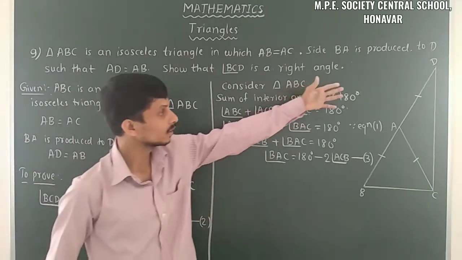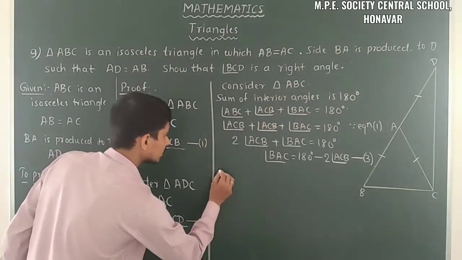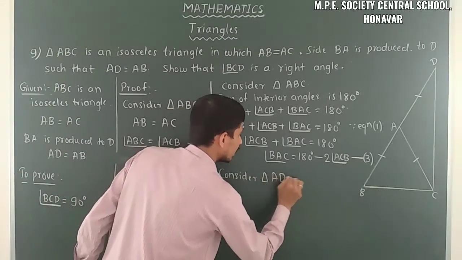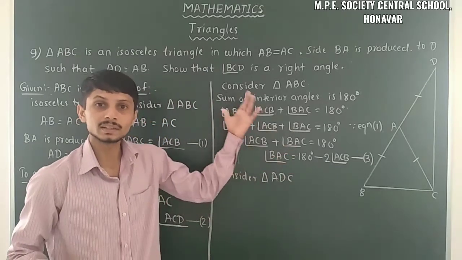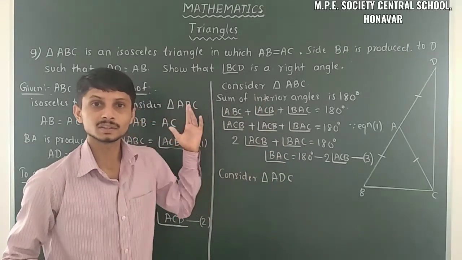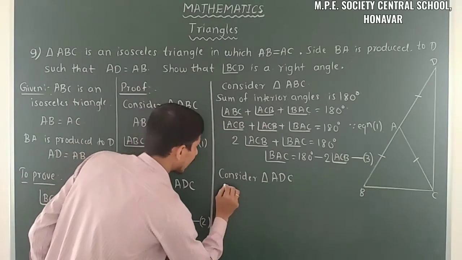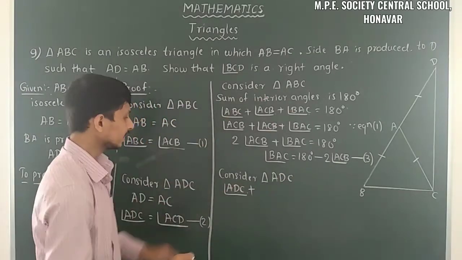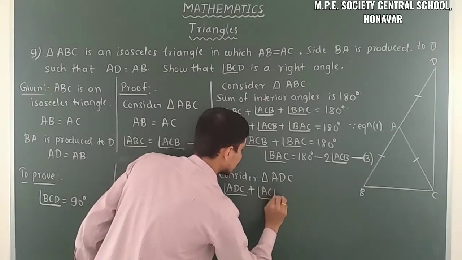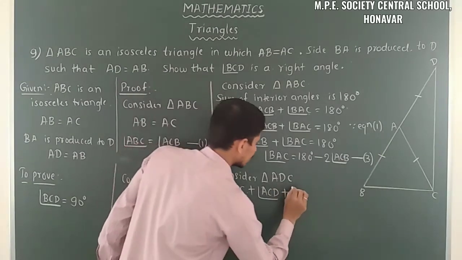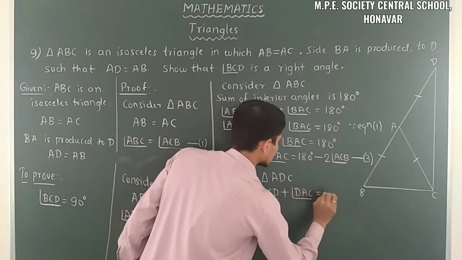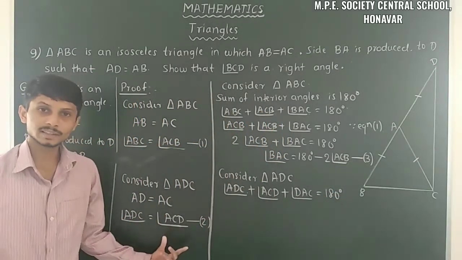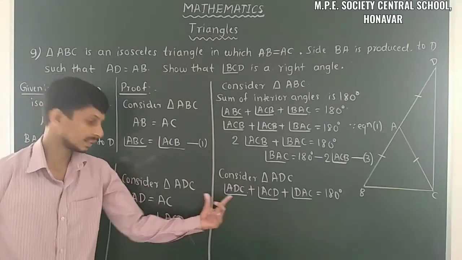Similarly, consider triangle ADC. In that also the sum of the interior angles of a triangle is 180 degrees. That is angle ADC plus angle ACD plus angle DAC is equal to 180 degrees. Here angle ADC is equal to angle ACD, so just substitute angle ACD in place of angle ADC.